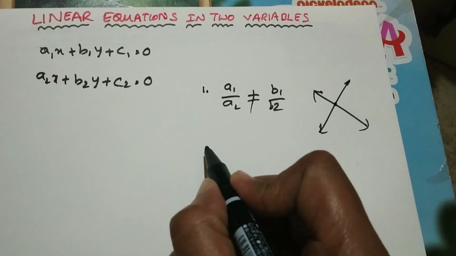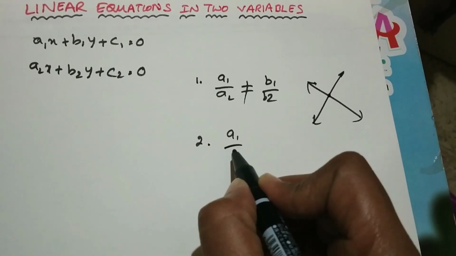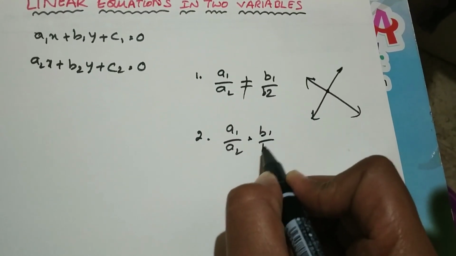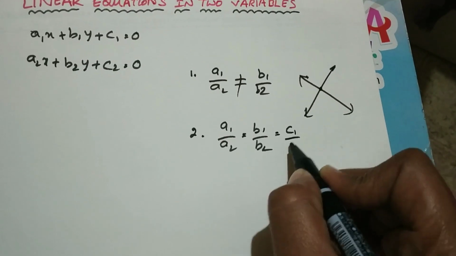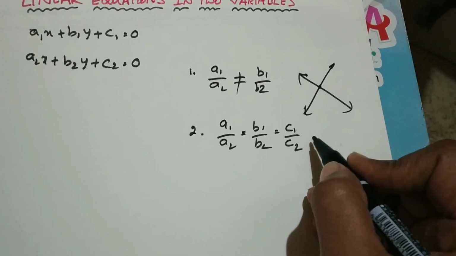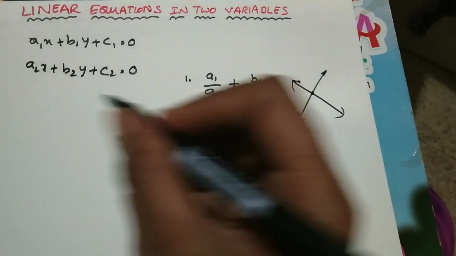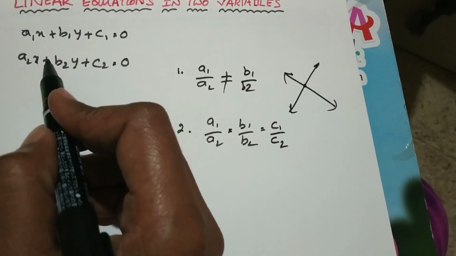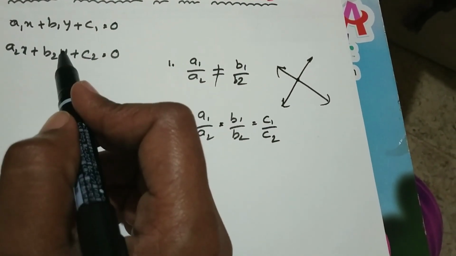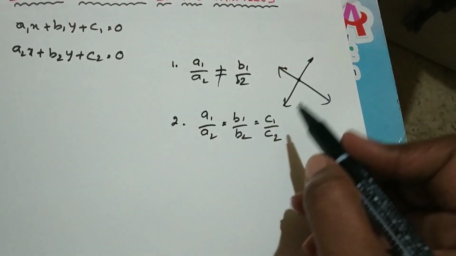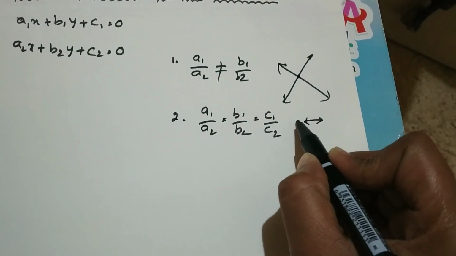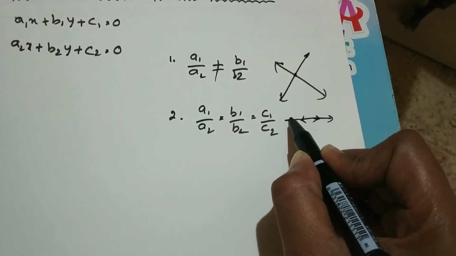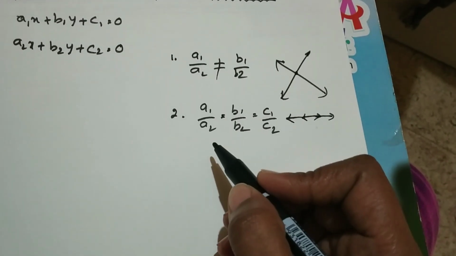And the next, second one, is a1 by a2 is equal to b1 by b2 is equal to c1 by c2. That means if you observe the coefficient of x, the coefficient of y, and the constant terms, and all are equal, the lines will be coincident lines. Coincident lines means one above the other.